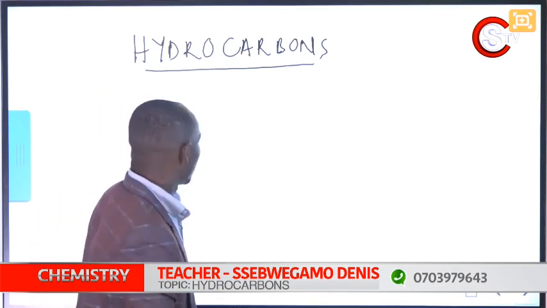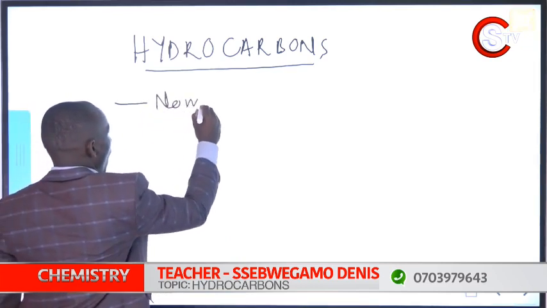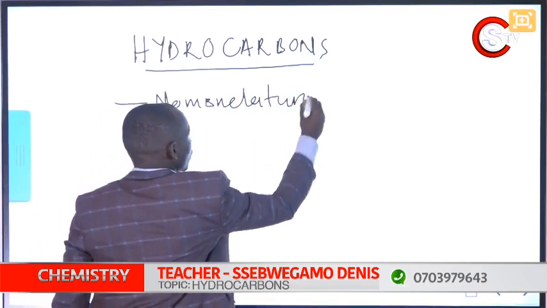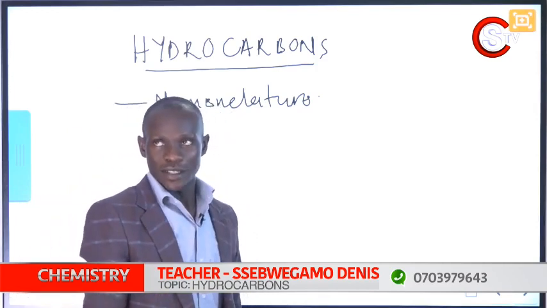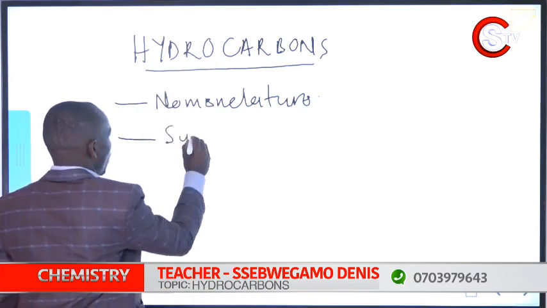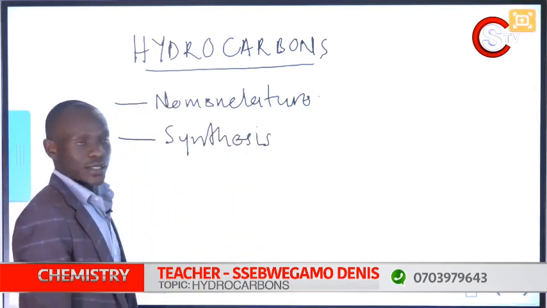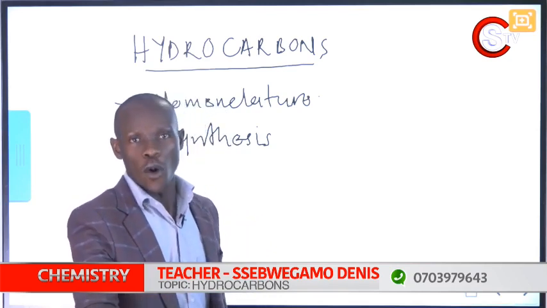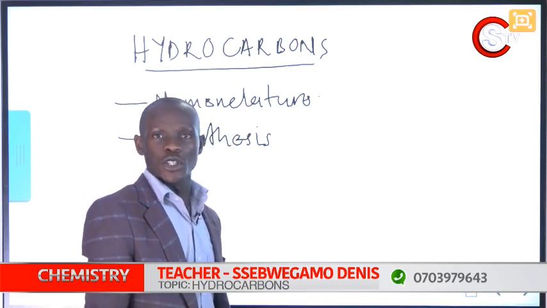These pillars include nomenclature. Nomenclature simply means naming of organic compounds. Pillar number 2 is what we call synthesis. And synthesis basically means how to form compounds using given reagents under specific conditions.